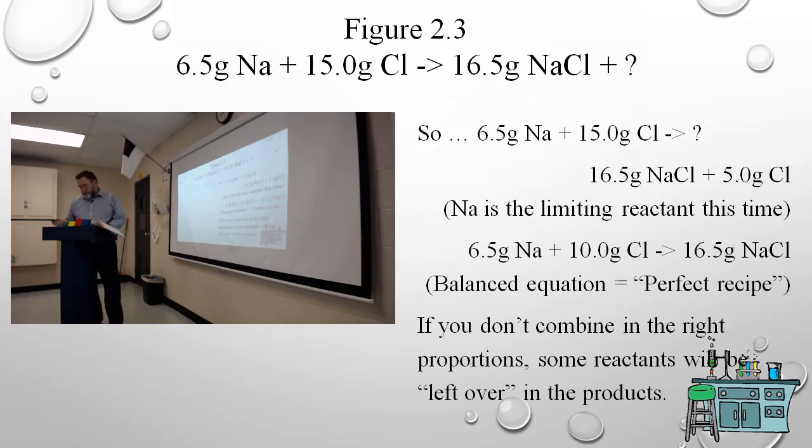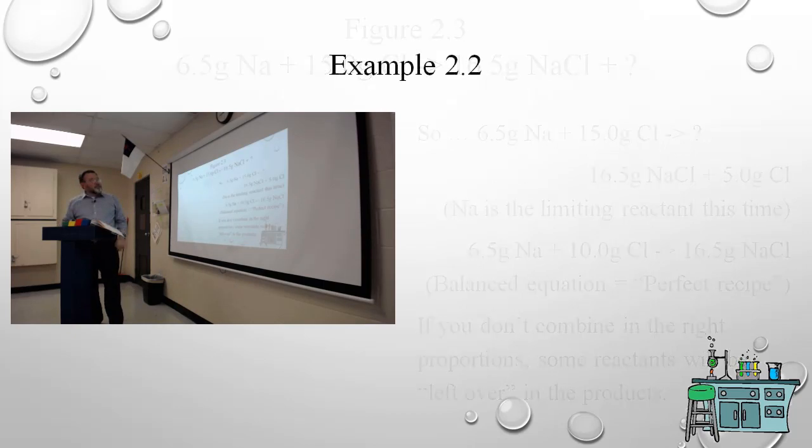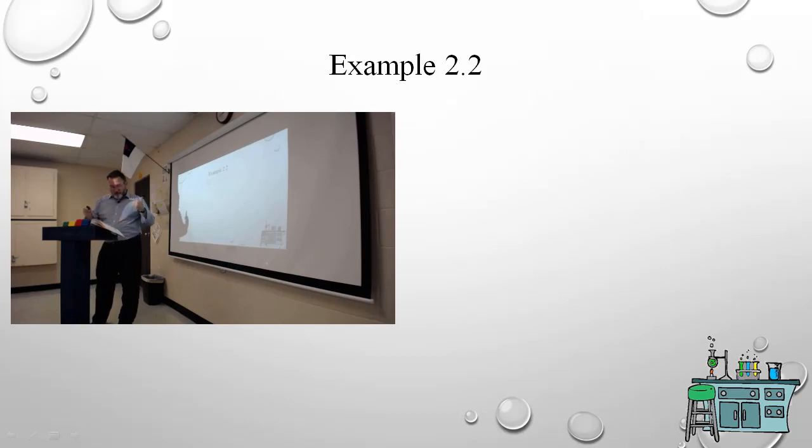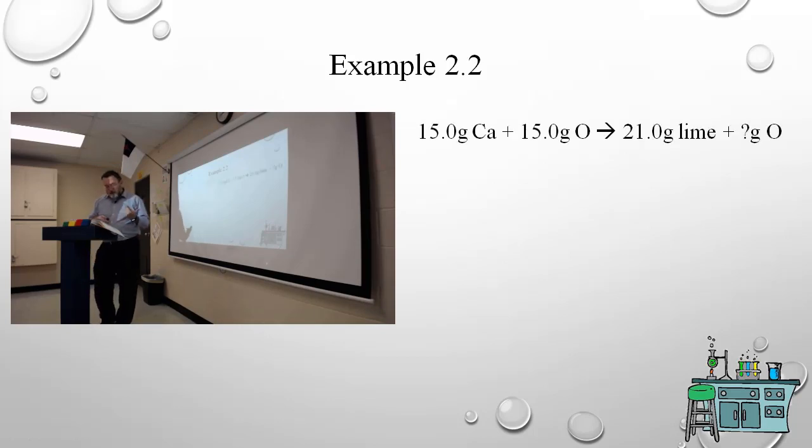The law of definite proportions. So let's go ahead and take a look at example 2.2. It's on page 56 and 57. Kind of run through it real quickly. It says a chemist reacts 15 grams of calcium with 15 grams of oxygen, and it makes 21 grams of a compound known as lime.